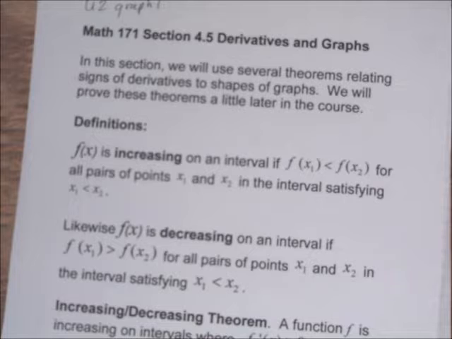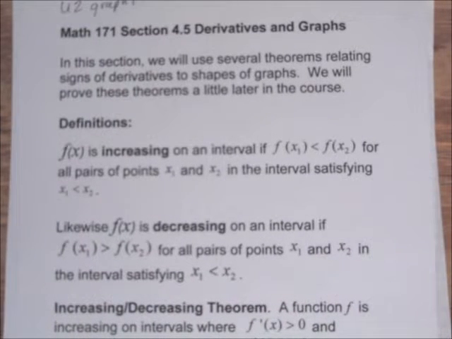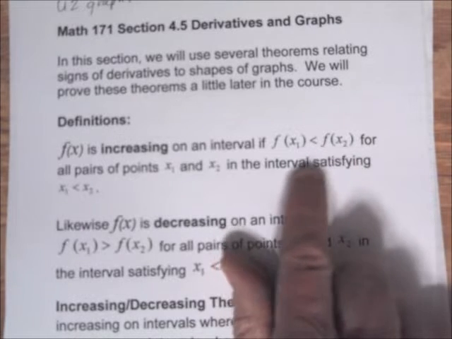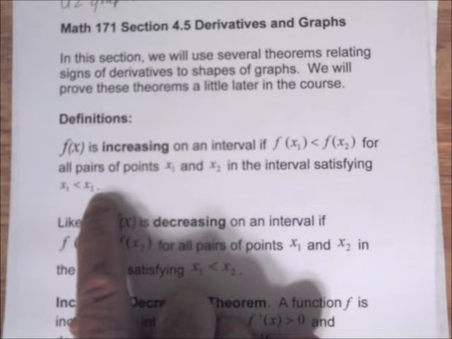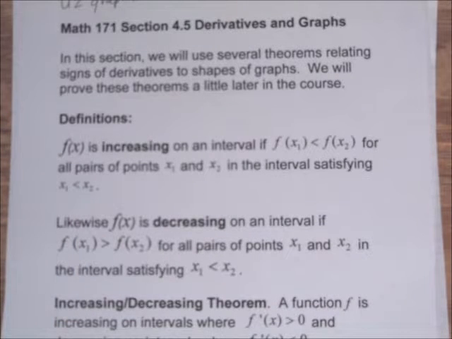Okay, so let's do some more definitions here. A function f of x is increasing on an interval if f of x1 is less than or equal to f of x2 for all pairs of points x1 and x2 in the interval satisfying x1 is less than x2. And a function f of x is decreasing on an interval if f of x1 is greater than f of x2 for all pairs of points x1 and x2 such that x1 is less than x2.